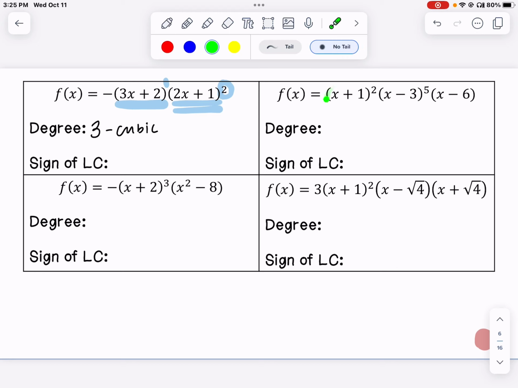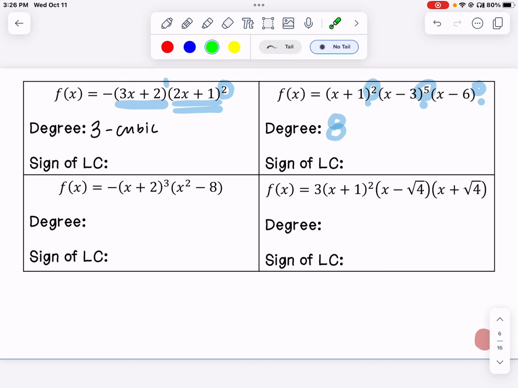Coming to the next one, these are all linear because inside of my parentheses, the highest exponent I see is just x to the 1. There are 2 of these. There are 5 of these, and there's 1 of these. So 2 plus 5 is 7. 7 plus 1, this has a degree of 8.